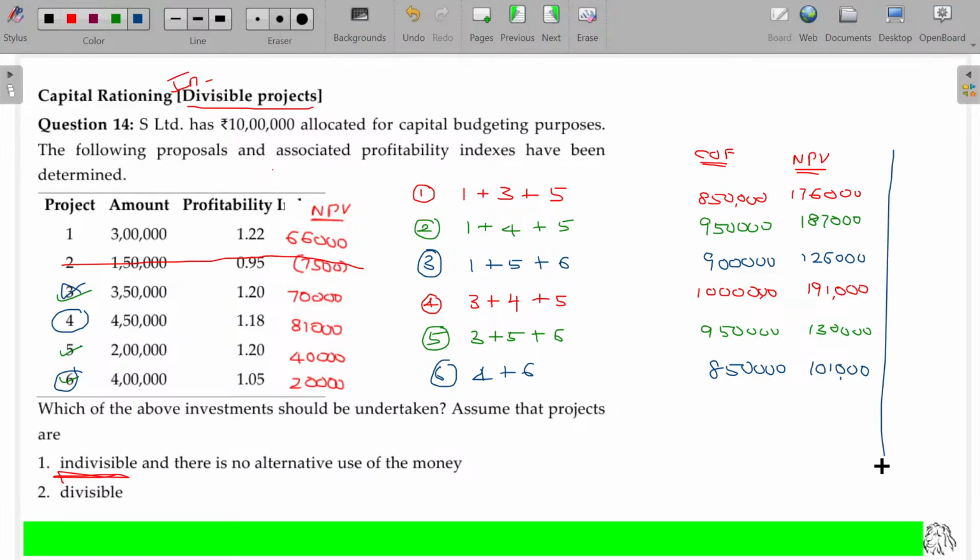Okay. Among all the models, the fourth combination seems to be superior, where our NPV is also higher and all of our available funds are invested properly. Clear? So now you'll be able to understand this capital rationing problem.